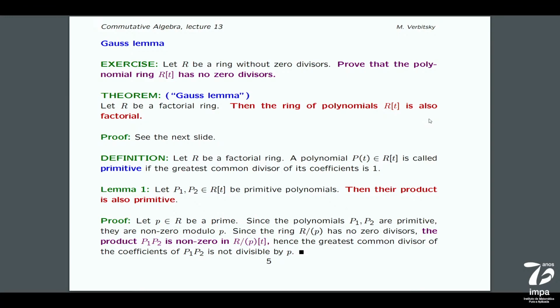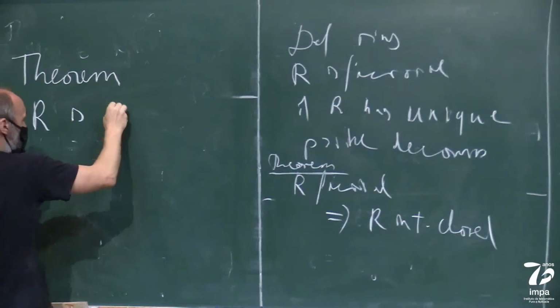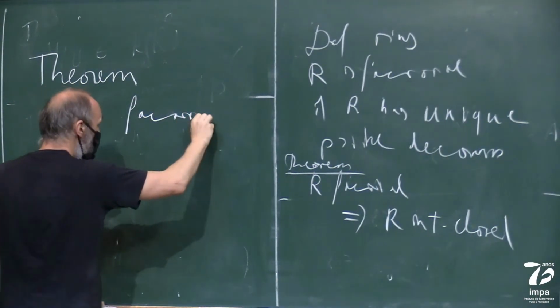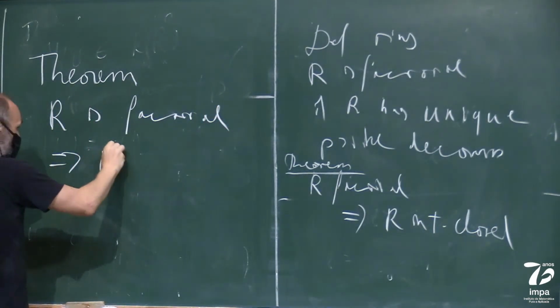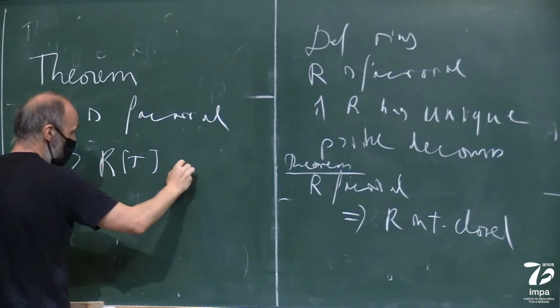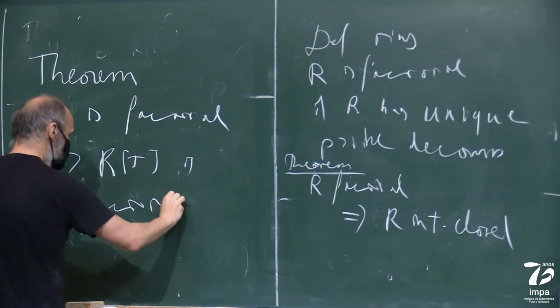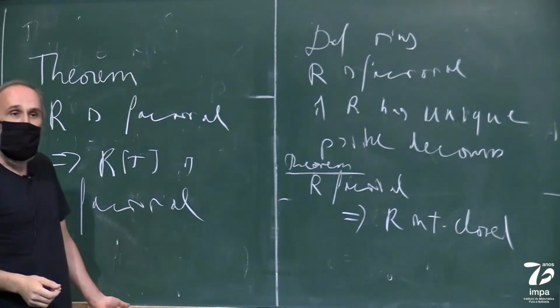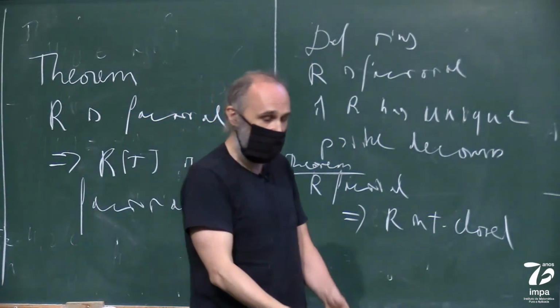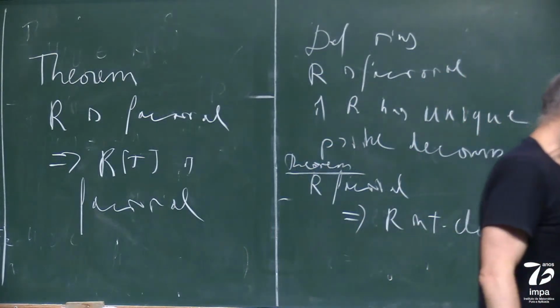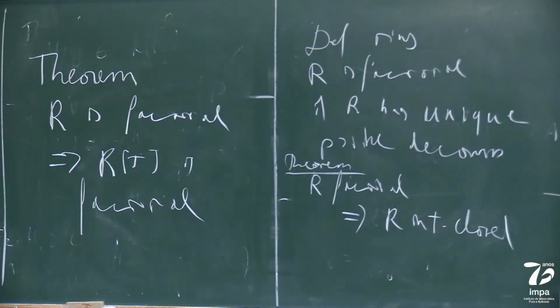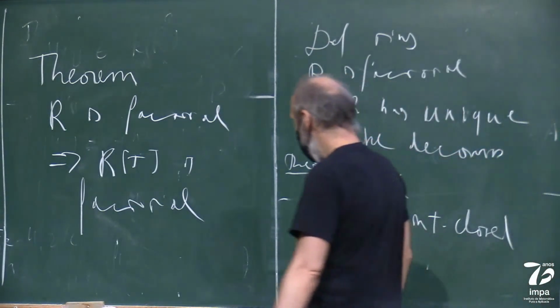So the theorem, which is sometimes called Gauss Lemma, and I'm going to prove it: if R is factorial, then R[t] is also factorial. This gives you lots of examples, like Z[t] is factorial, and polynomials in n variables are factorial, and so on. So it's good stuff.